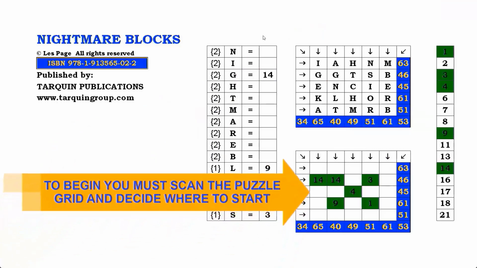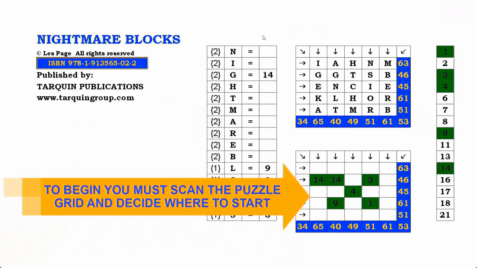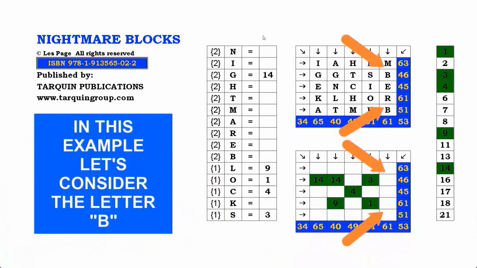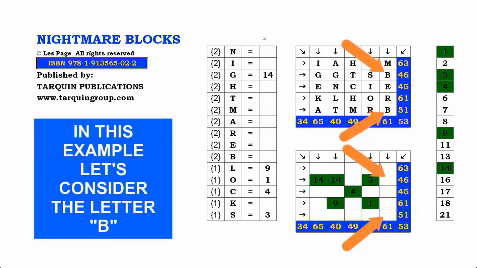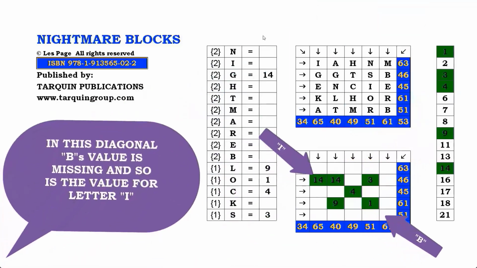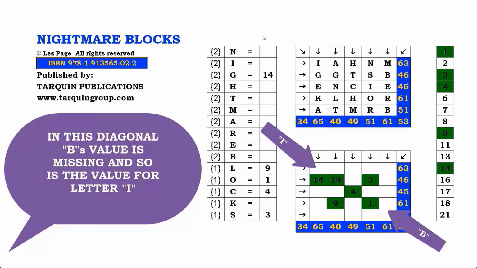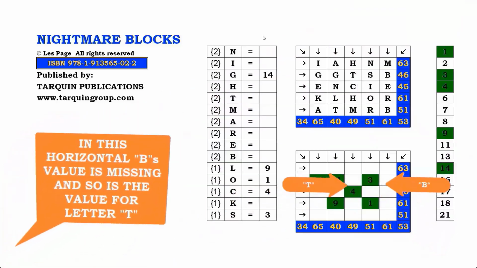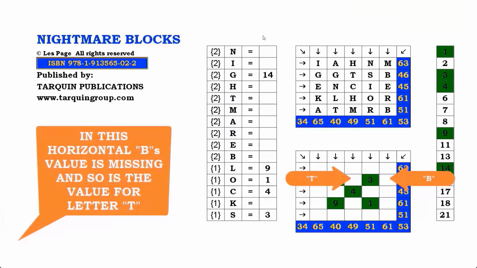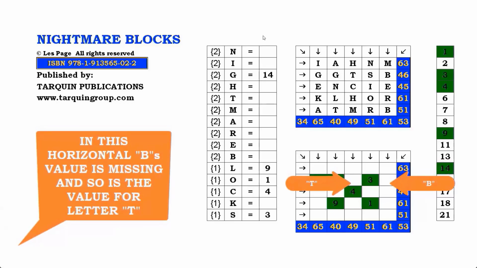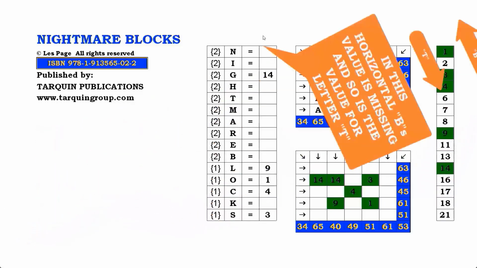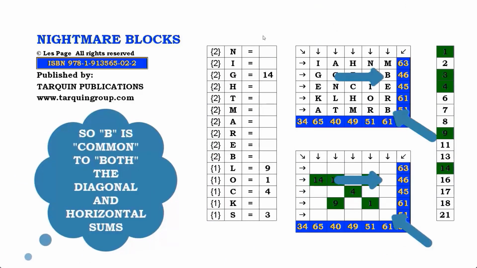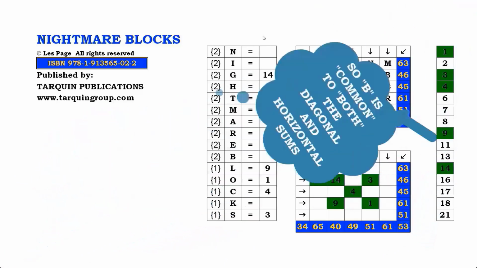To begin, you must scan the puzzle grid and decide where to start. In this example, let's consider letter B. In this diagonal, B's value is missing and so is the value for letter I. In this horizontal, B's value is missing and so is the value for letter T. So B is common to both the diagonal and horizontal sums.